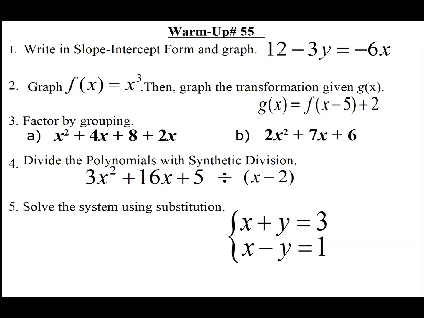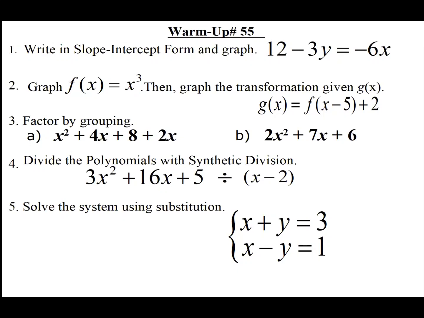reads graph f of x equals x cubed. Then graph the transformation given, g of x, which is g of x equals f of (x minus 3) plus 2. Number 3 reads factor by grouping. Part A, x squared plus 4x plus 8 plus 2x. Part B, 2x squared plus 7x plus 6.